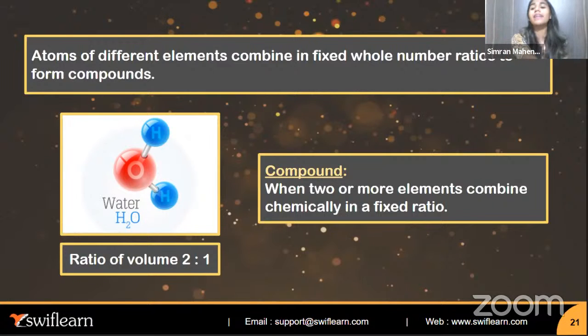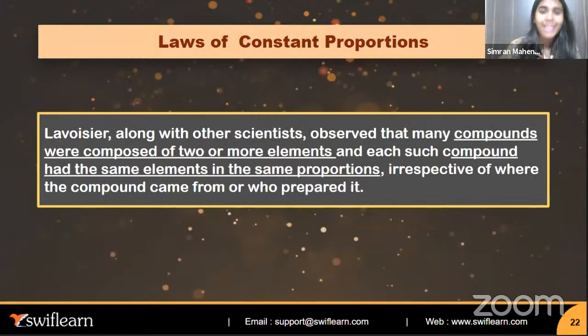So what is the ratio here for water? It is 2:1. How is that? Two atoms of hydrogen and one atom of oxygen. So how can we formulate the definition of a compound? We could say that when two or more elements combine together chemically in a fixed ratio, we get a compound. Is that clear? Now moving forward to the law of constant proportion.